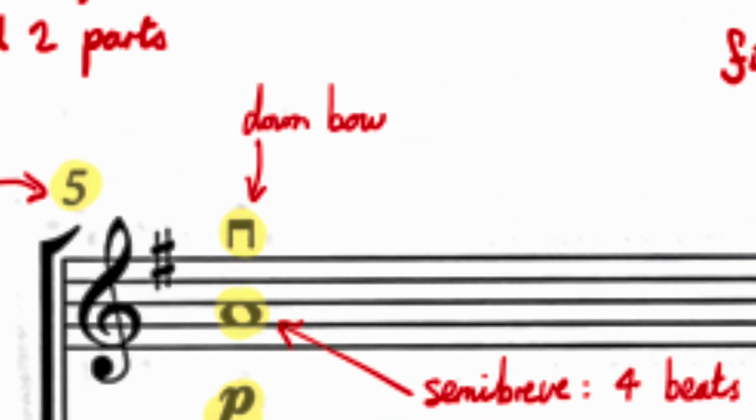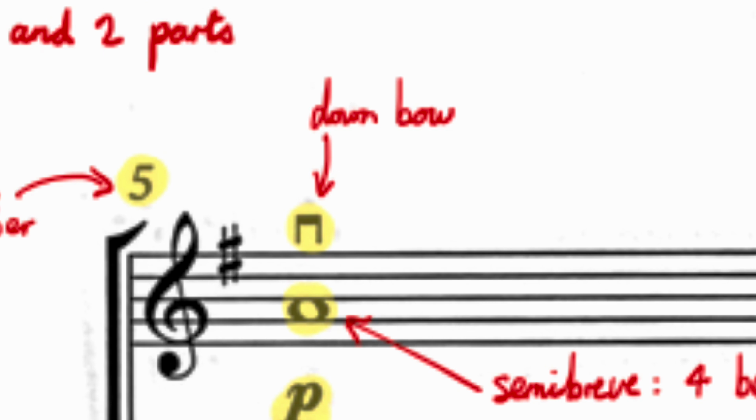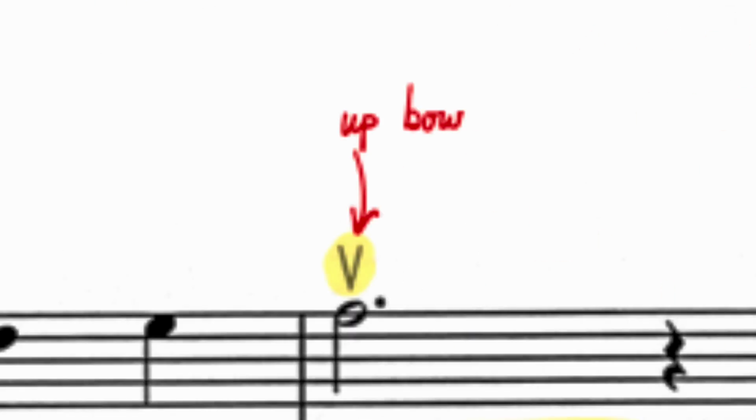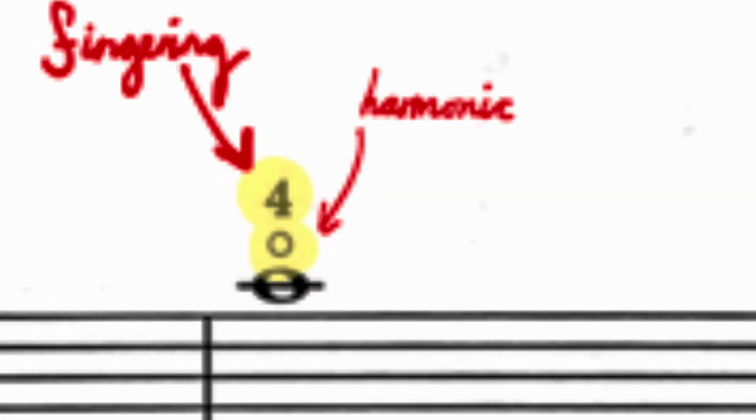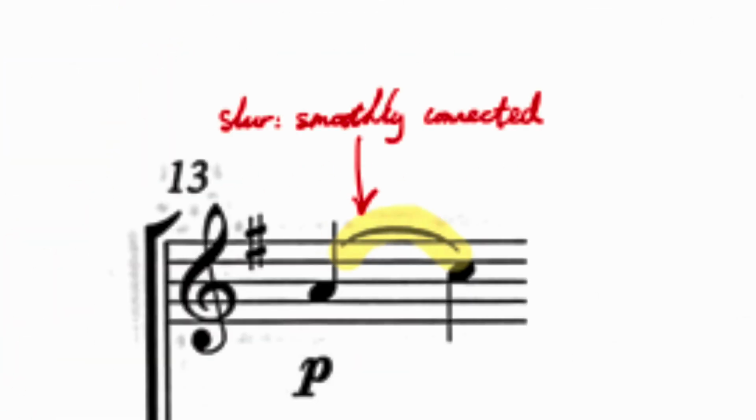The square-like shape above a note means to play a down bow. The V shape above a note means to play an up bow. A circle above a note is a harmonic, which means to place your finger as light as a feather on the string. A curved line connecting different notes together is a slur, meaning that the notes are to sound smoothly connected, and on violin we do that by playing the connected notes all in one bow.